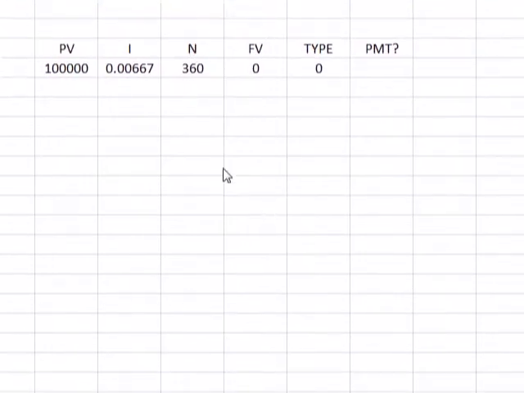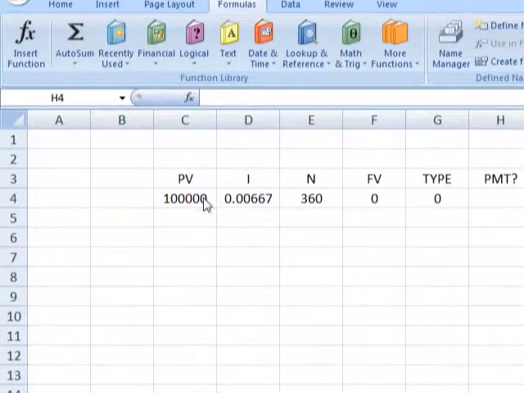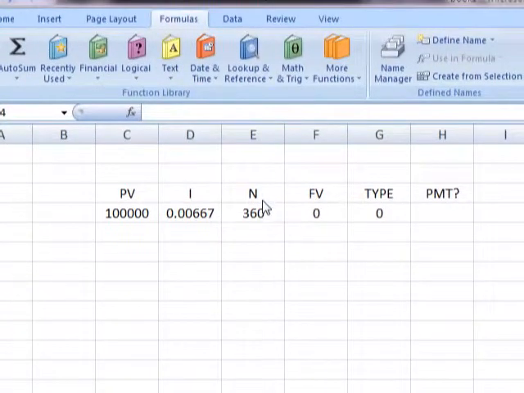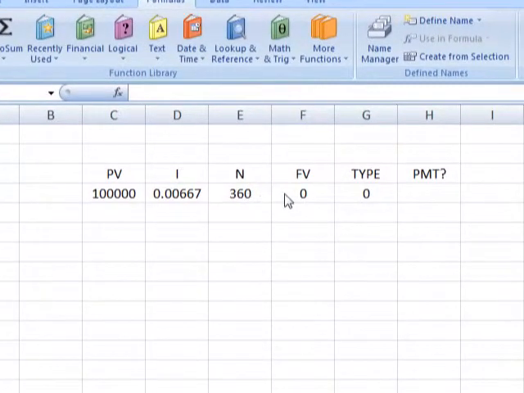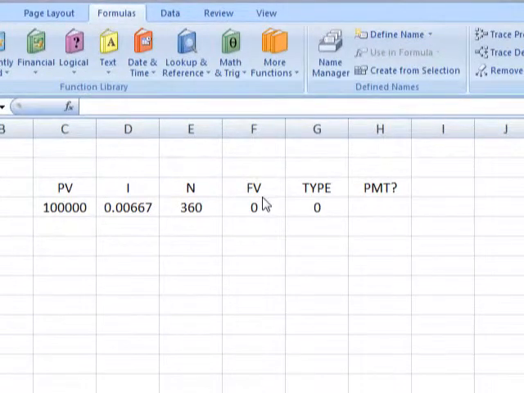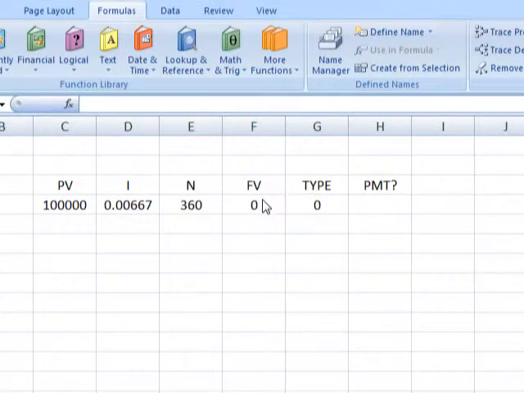So we are in Excel. We put in the data. Like we can see, the present value is 100,000. The interest rate, remember this is the monthly interest rate, not the annual interest rate. N is the number of periods, 360 months. And like you can see, we also have future value and type. Generally in this formula we're going to have a future value. In this problem the future value is 0, because at the end of the period, that means after 360 months, we will have paid everything.